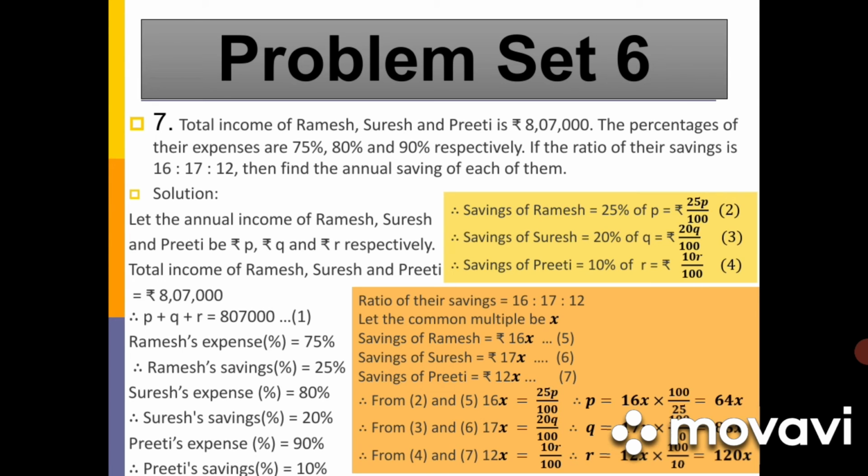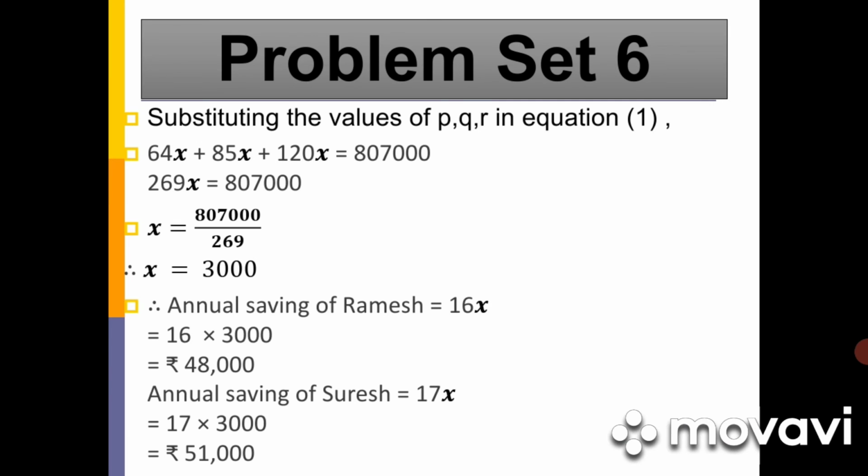Therefore, from 2 and 5, 16x is equal to 25p upon 100. Therefore, p is equal to 16x into 100 upon 25, which is equal to 64x. Therefore, from 3 and 6, 17x is equal to 20q upon 100. Therefore, q is equal to 17x into 100 upon 20, which is equal to 85x. And from 4 and 7, 12x is equal to 10r upon 100. Therefore, r is equal to 12x into 100 upon 10, which is equal to 120x.